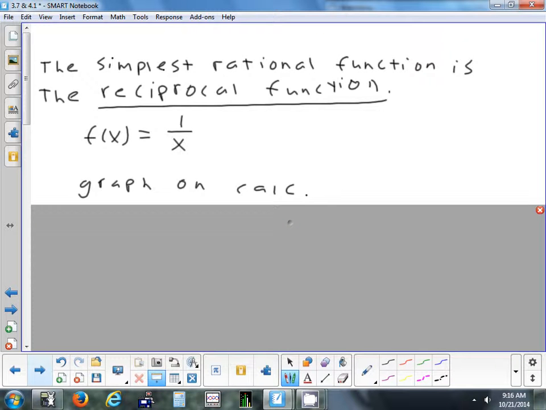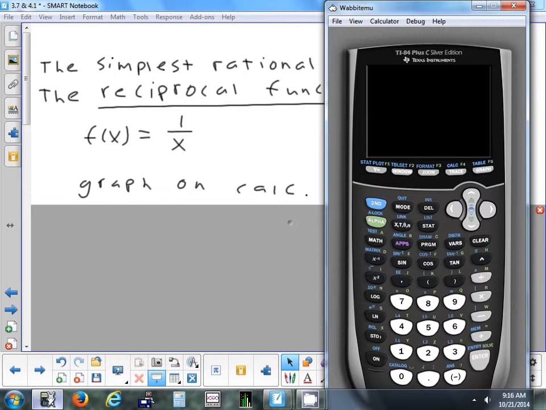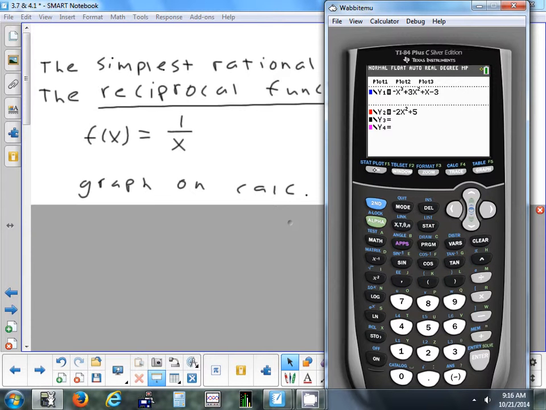So the simplest reciprocal function, sometimes called the parent function, is 1 over x. That's the simplest reciprocal function you can have. Okay, so let's graph it, take a look at it, and start to get an idea of what a rational function of that form looks like. Let's do a standard window. Okay, so that's what it basically looks like.